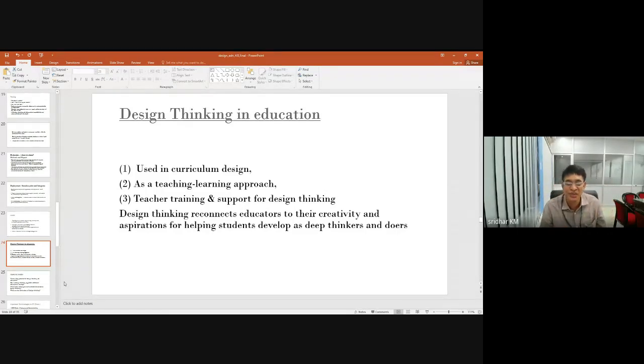We will train the students for better creative ideas, with the aspiration of helping students develop as deep thinkers and doers. Not only deep thinkers, but also doers. Is it clear? What is the role of design thinking in education, madam? My dear fellow participants, what are we going to do in design thinking?